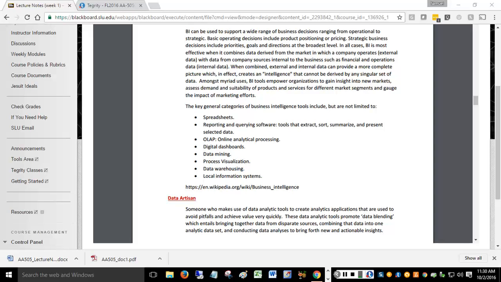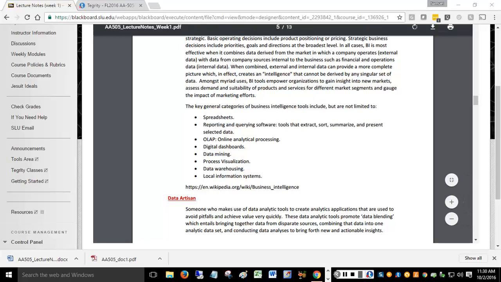And there's a lot of different categories that are listed under business intelligence. So everybody, I'm sure in class, everyone has used a spreadsheet. If you've used a spreadsheet, you can say that you have been involved in this area of business intelligence.